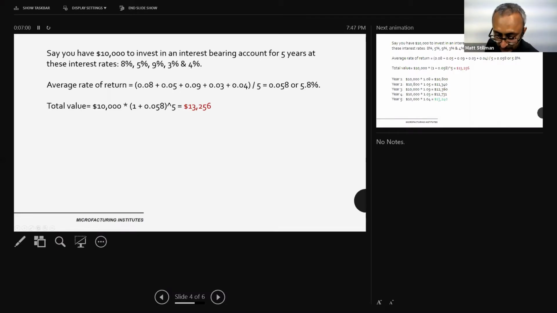By the way, everyone is familiar with this compound interest kind of situation, right? Right, Min? Yes. Yeah, okay. So I'm just giving you a flavor as to when to use what, right?